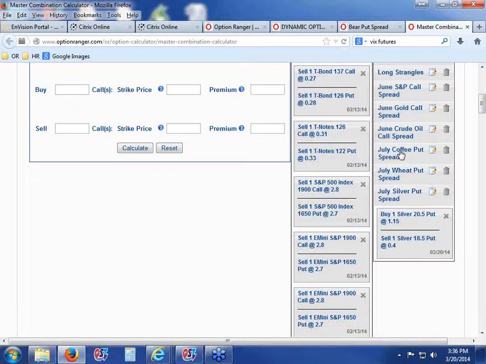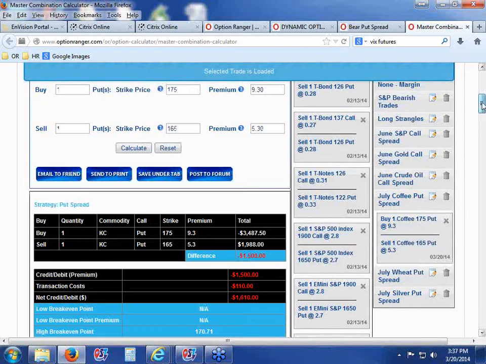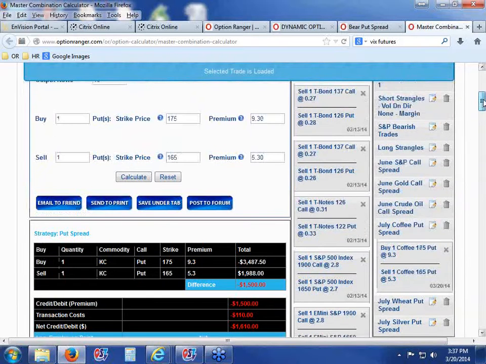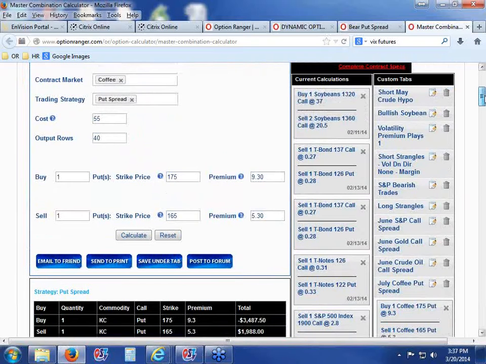So first, let's go to the July coffee market. And in this particular case, once these trades have been saved, all you need to do is click on the date trade. You'll see the particulars and you see the inputs. So these may not be current prices, but they are prices used for purposes of illustration. And these would have been, I believe, yesterday's settlement prices. So let's have a look now.